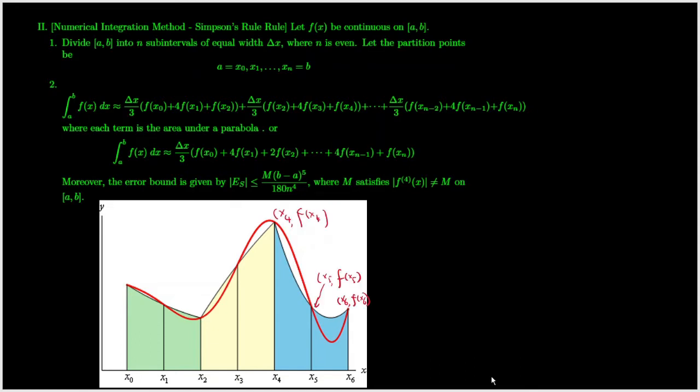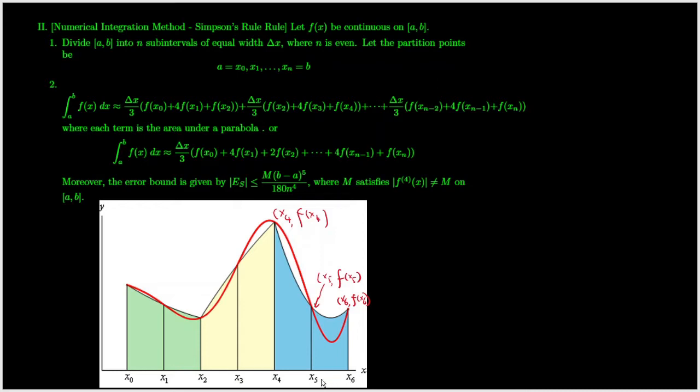I'll make some more comments. Starting from the far left endpoint x0, every 3 consecutive points determines a unique parabola. Now, for instance, there's a unique parabola determined by x0, x1, and x2. There's a unique parabola determined by x2, x3, and x4. And likewise, there's one and only one parabola determined by the 3 points x4, x5, and x6.